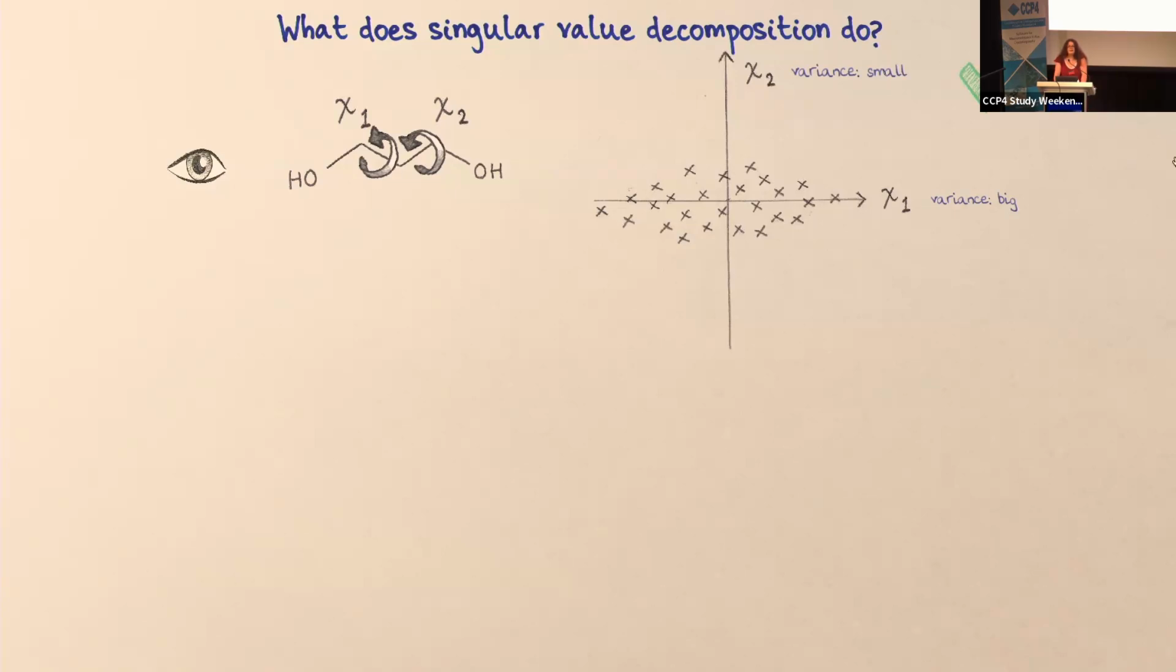Now, let's say that we have seen this molecule in a different binding site many, many times, and now we're going to plot another graph.